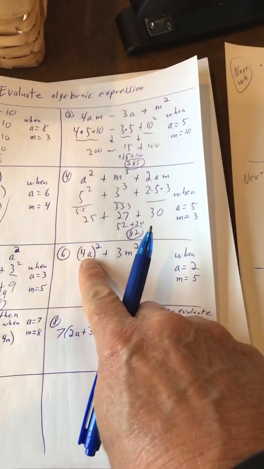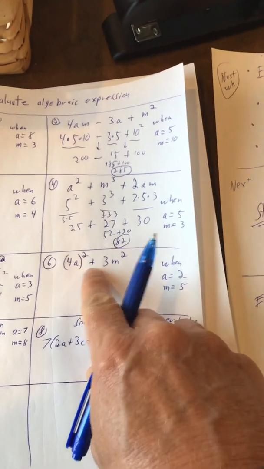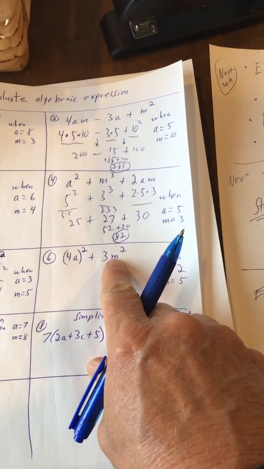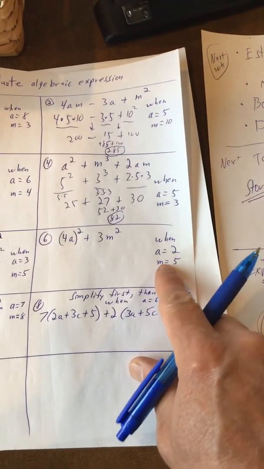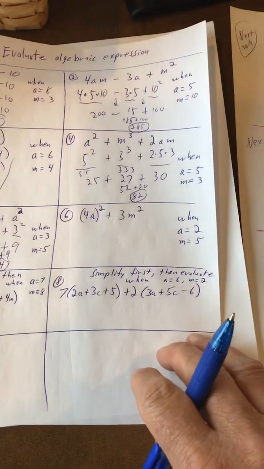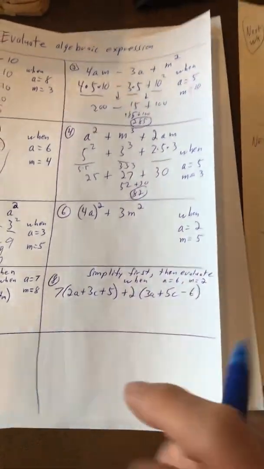All right, number 5. So 4 times a squared plus 3 times m squared. So you gotta kind of keep track of that here. A is 2 and m is 5. So away you go. Copy and go. Hit pause.